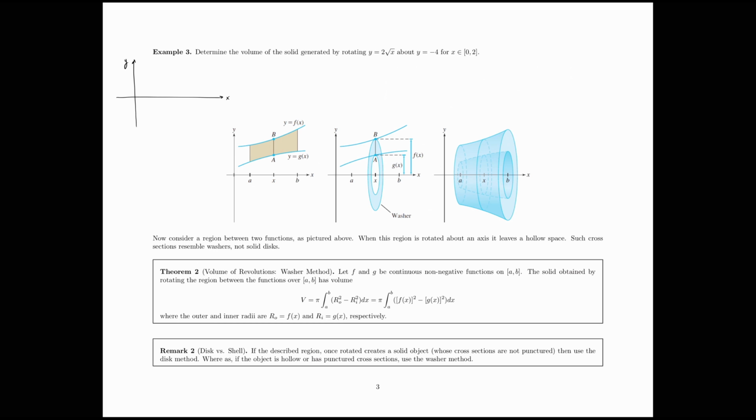Our axis of rotation is actually going to be down here. It is a shifted axis. This is y equals -4. We say shifted because while it's not the x-axis, it is parallel to the x-axis. It's been shifted. So this is a shifted axis example.